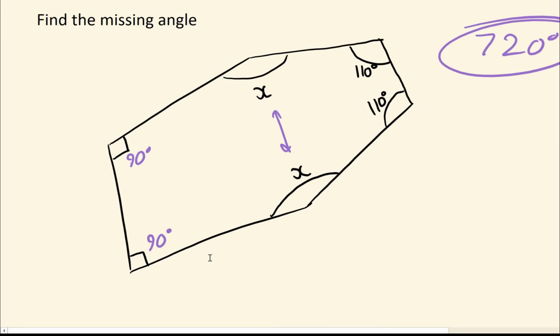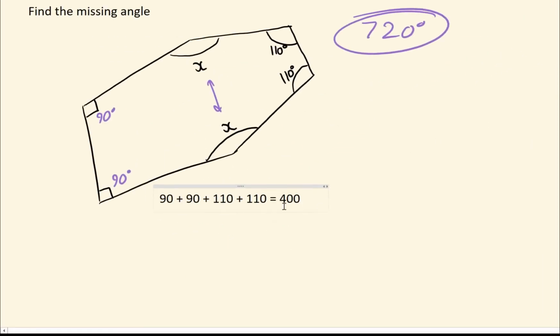Now let's do what we've always been doing. Let's add up the angles we've got. So 2 90s and 2 110s. That gives me a total of 400 degrees. We are then going to take that away from 720.